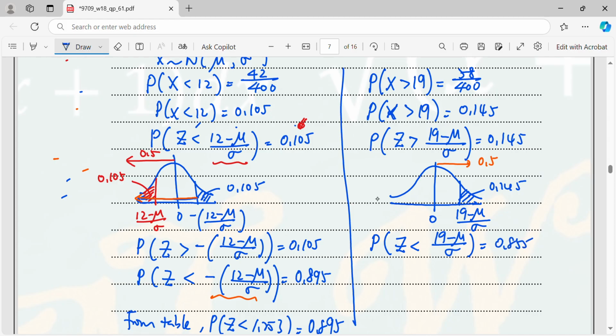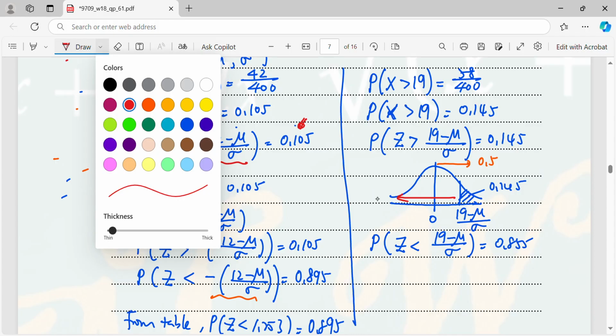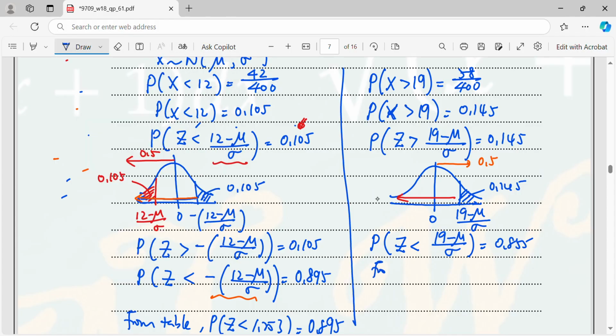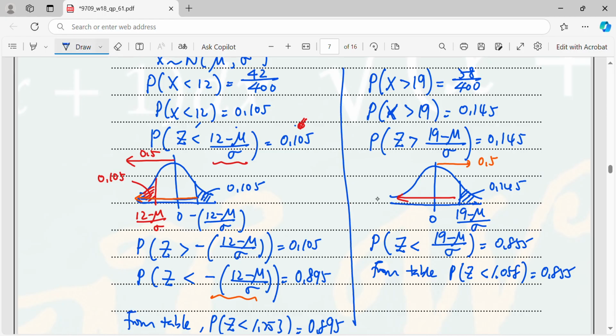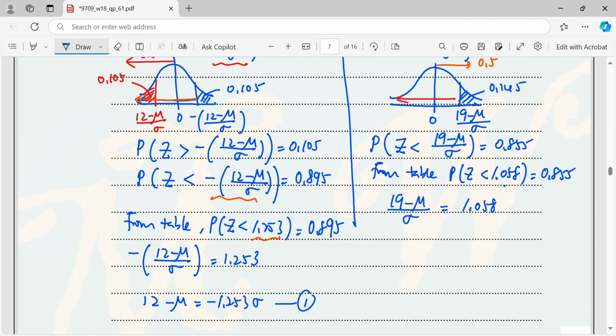And now this region is available in the normal table. So what to do is you just write from table, P(Z less than 1.058) is 0.855. Okay, same steps as just now. The next step is to equate these two values. So I will write (19 minus mu) over sigma equals 1.058. Hence, my second equation: 19 minus mu equals 1.058 sigma.